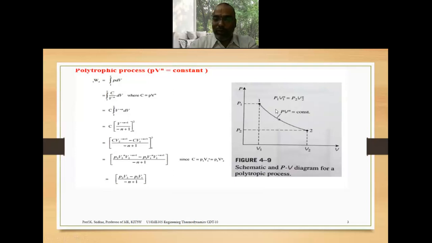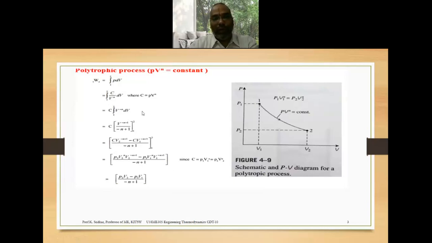Then you can have a doubt, sir, isothermal process, adiabatic process and polytropic process, all these three processes are represented by a curved line. Then how can you differentiate? The slope is different for the isothermal process, the adiabatic process and the polytropic process. Even though all three are shown by a curved line on the PV diagram, the slopes are different. That is very important. So P1 V1 to the power of n is equivalent to P2 V2 to the power of n is equivalent to constant. That is the governing equation.